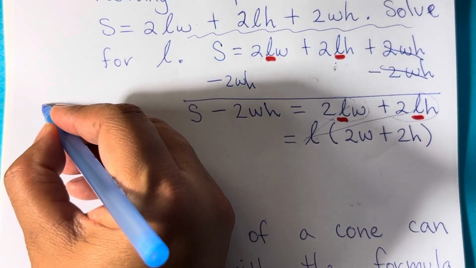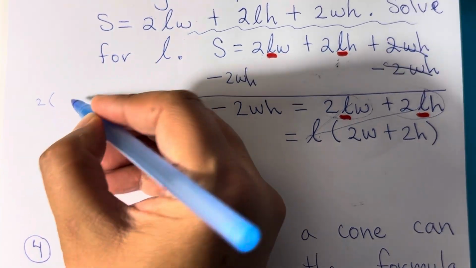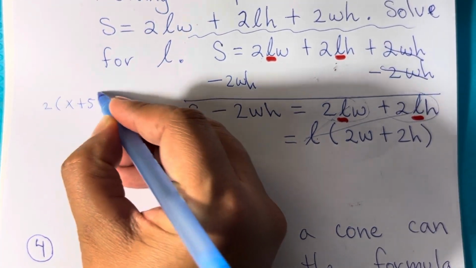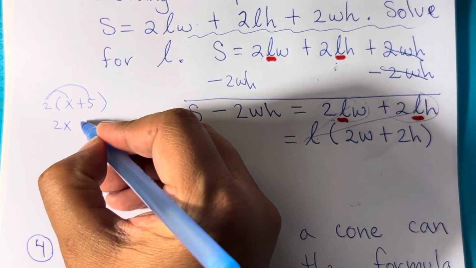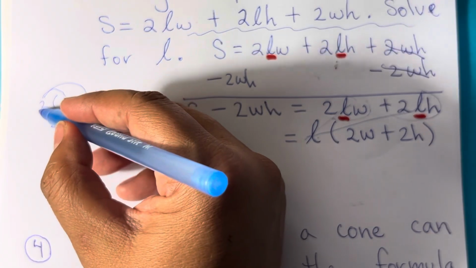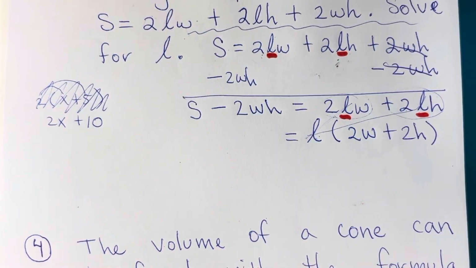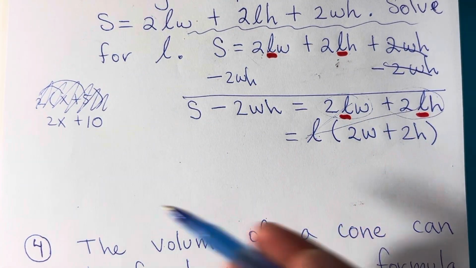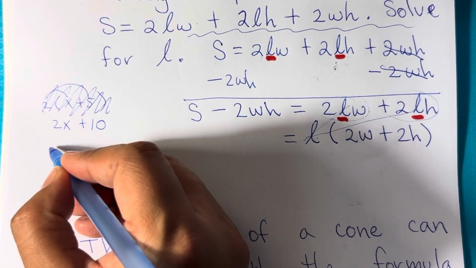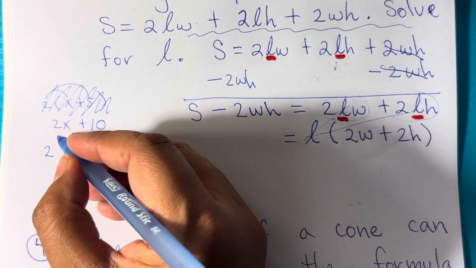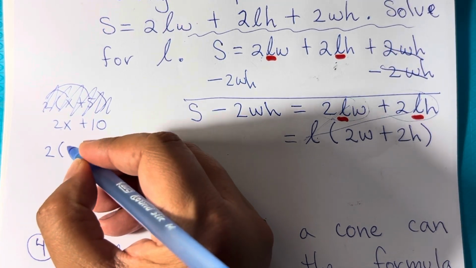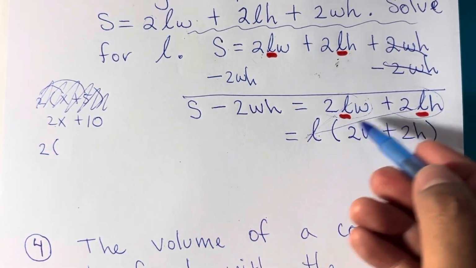I said that it's the same as when they have distributive property 2 times x plus 5, for example. 2 times x is 2x. 2 times 5 is 10. But what if they didn't give us that, and what they wanted is for us to factor it? So we look for a number that goes into both 2 and 10, which is 2. And we start dividing. That's what we did here.